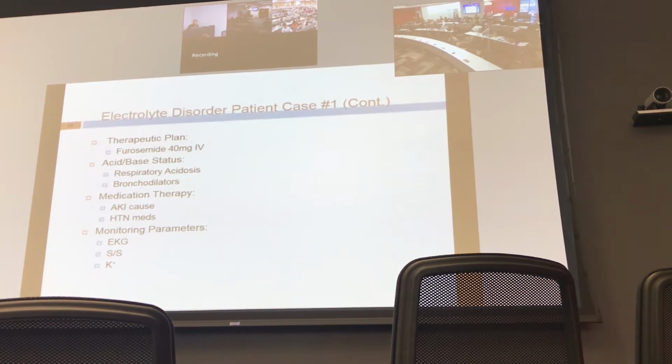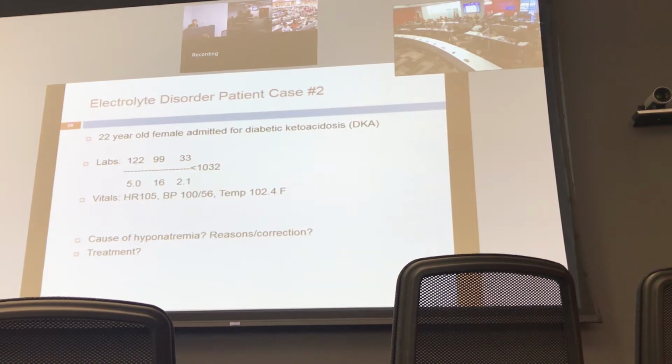Any questions on case 1? Cool. We'll move on to case 2. 22-year-old female admitted for diabetic ketoacidosis. Labs are listed here. Your vitals are listed here.